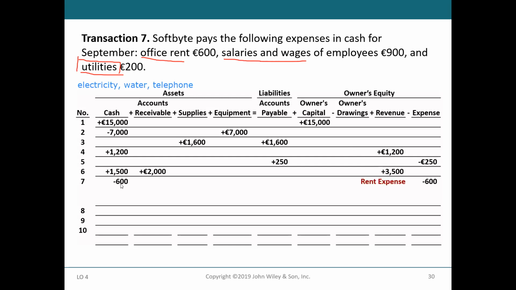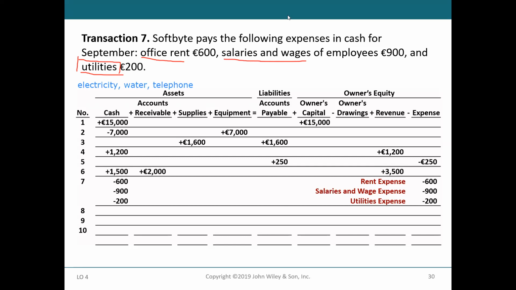So my cash will decrease by 600. Rent expense will increase by 600. But when rent expense increases by 600, what happens to owner's equity? Owner's equity will decrease, so we have a minus sign before 600 here. Next, cash will decrease by 900, and salary and wages expense will also increase by 900. But when salary and wages expense increases, owner's equity will decrease, so we have a minus sign in front of the 900. And then we pay for the utilities, 200. So cash will decrease by 200 and utility expense increases by 200. When utility expense increases, we will have a minus sign in front of 200.